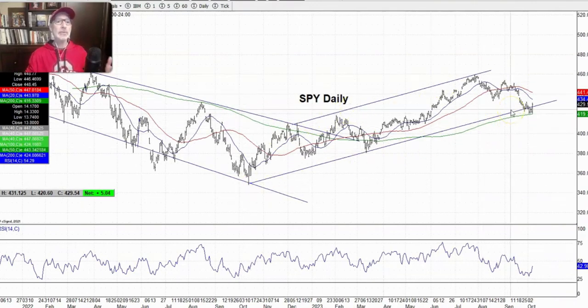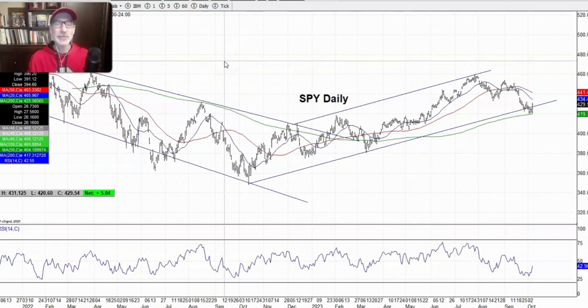So channels are a great way to determine which way a market or stock is trending. The most important thing when you're trading is which way the stock is trending, because a trend in motion tends to stay in that same motion until something comes along and pushes it in the other direction.